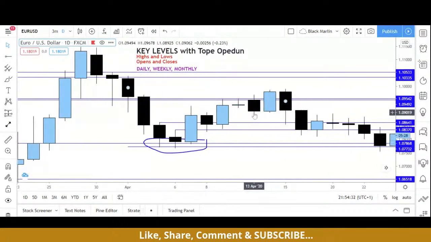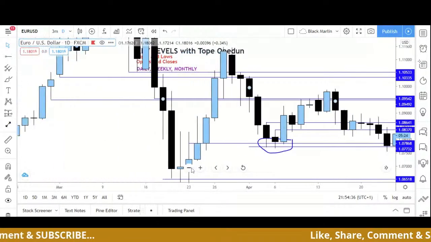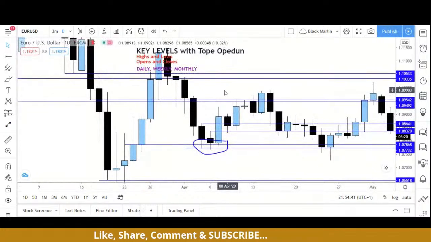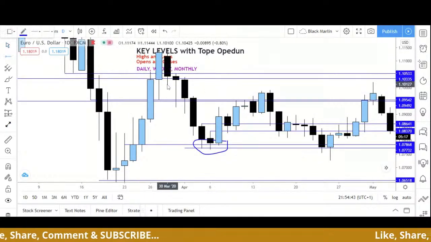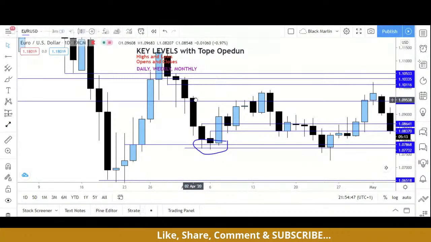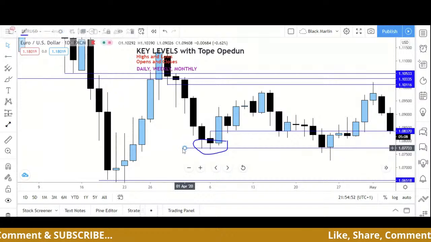So it's all just being able to identify these key levels. Once you're able to identify, all you have to do next is just wait for price to do its thing around that area, and then you'll be able to take advantage of whatever happens there.